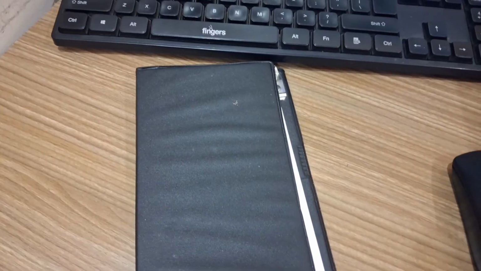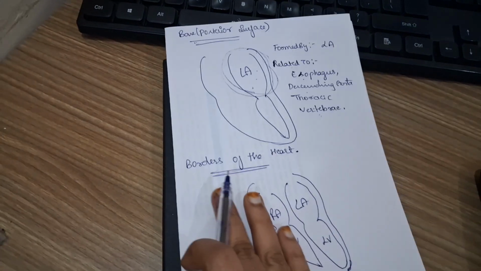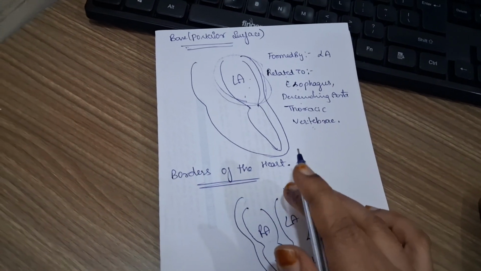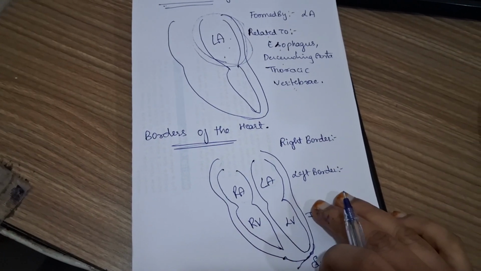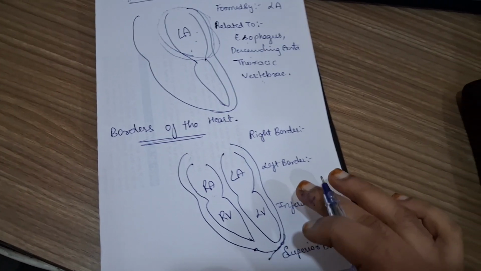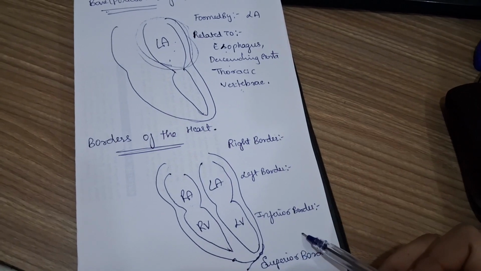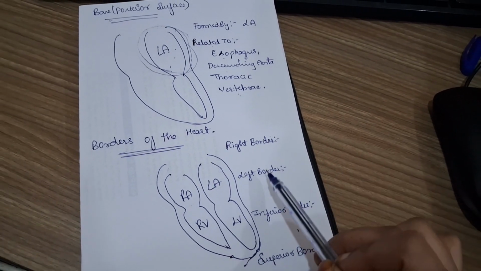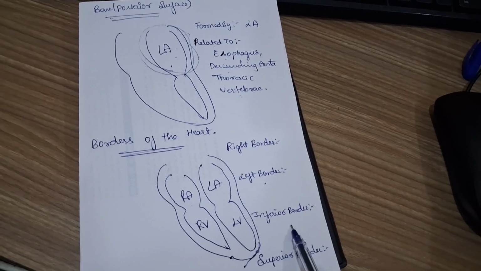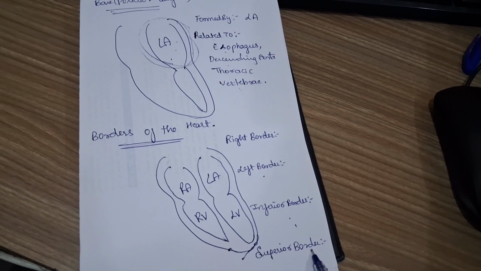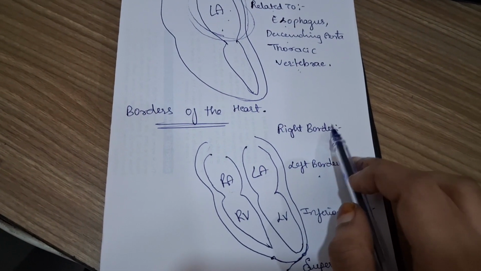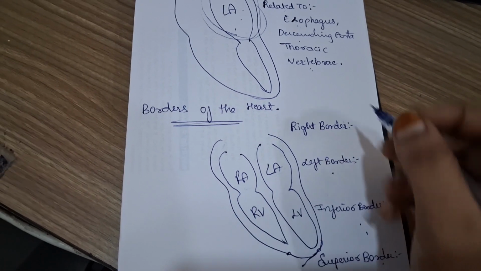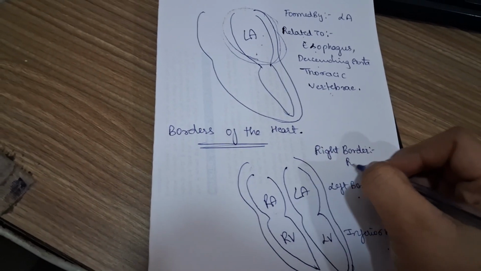Same way, our heart also has some borders. Okay, we will study step by step. So our heart mainly consists of 4 borders: right border, left border, inferior border and superior border. So first of all, right border. The right border is mainly formed by the right atrium.